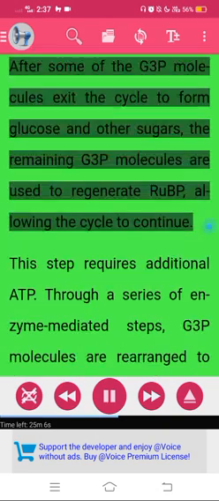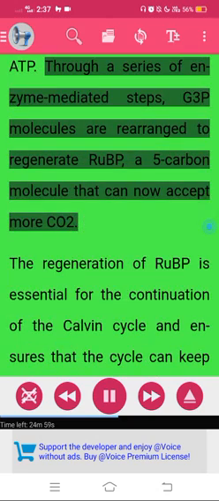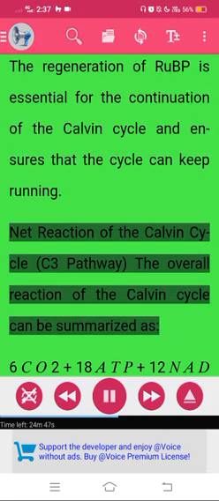3. Regeneration of RuBP. After some of the G3P molecules exit the cycle to form glucose and other sugars, the remaining G3P molecules are used to regenerate RuBP, allowing the cycle to continue. This step requires additional ATP. Through a series of enzyme-mediated steps, G3P molecules are rearranged to regenerate RuBP, a 5-carbon molecule that can now accept more CO2. The regeneration of RuBP is essential for the continuation of the Calvin cycle and ensures that the cycle can keep running.